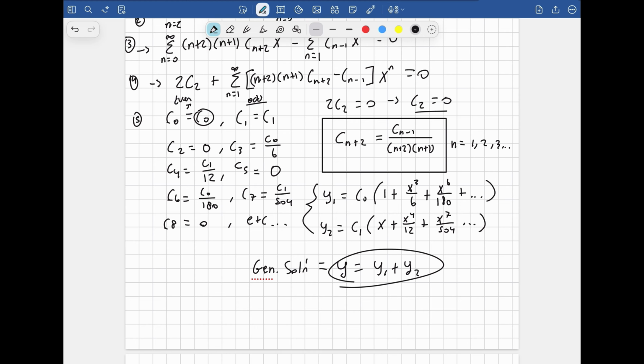So when we gather up, we pull all the c0 terms. So we have c0 times 1, and c3 equals c0 over 6, so it's x to the 3rd over 6. And then the last one in that series is c0 over 180, so pulling out the c0, it is x to the 6 over 180. And then repeat the same thing for the other one.